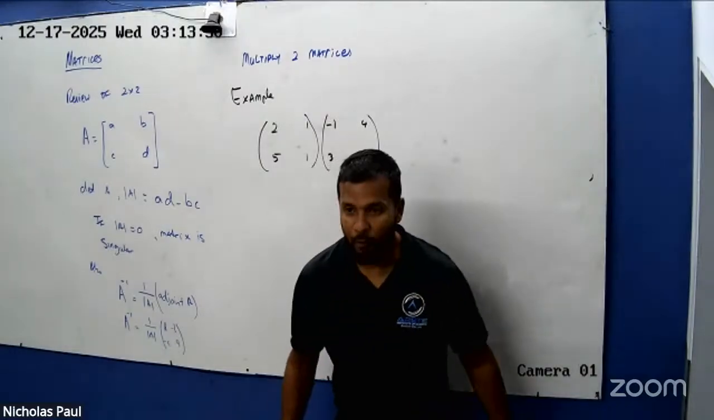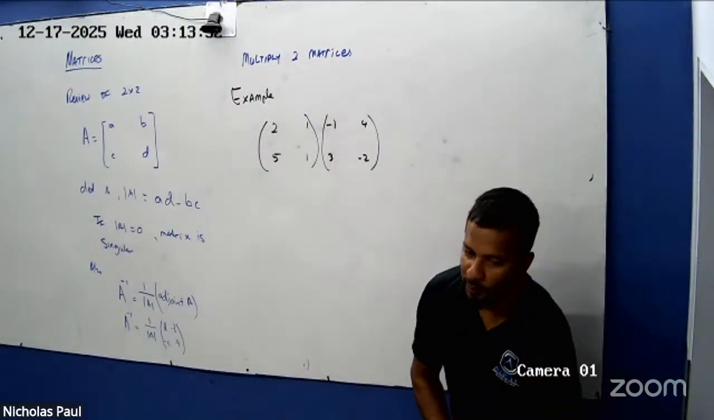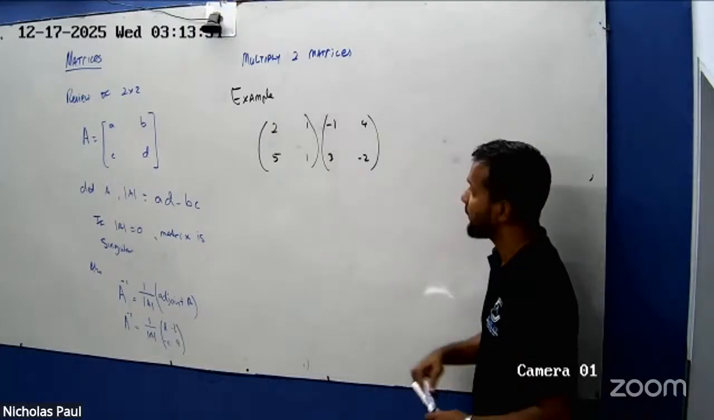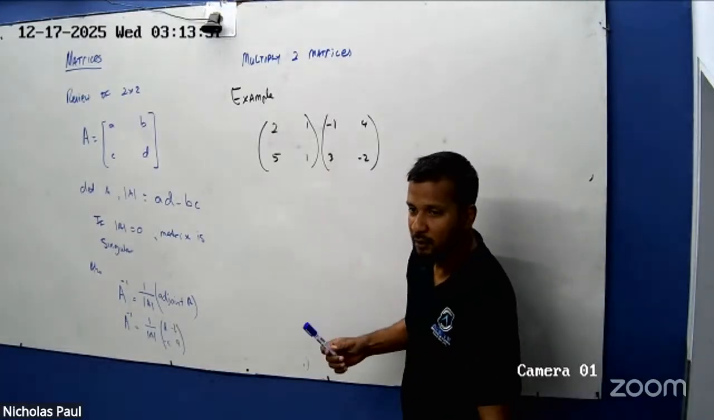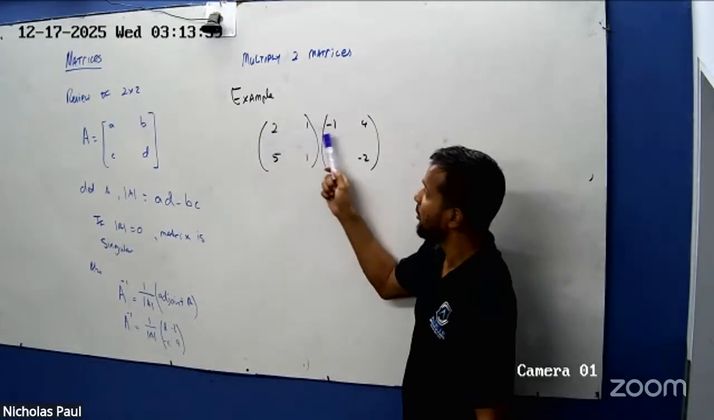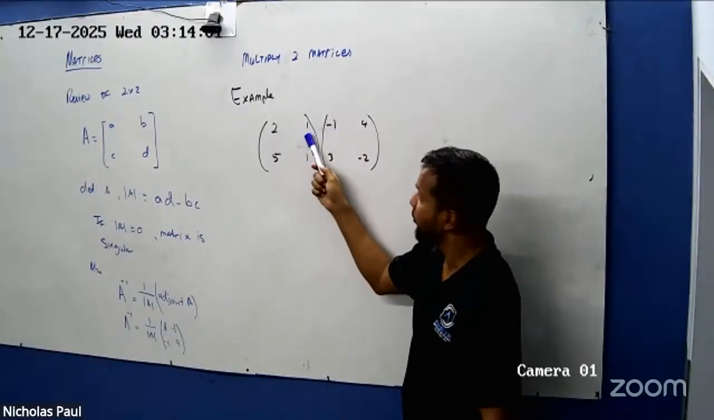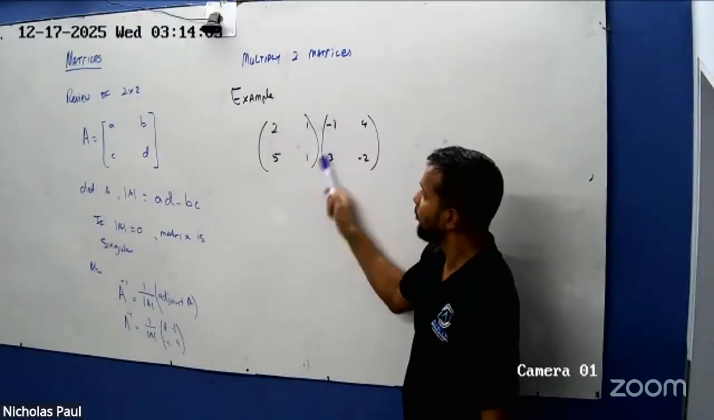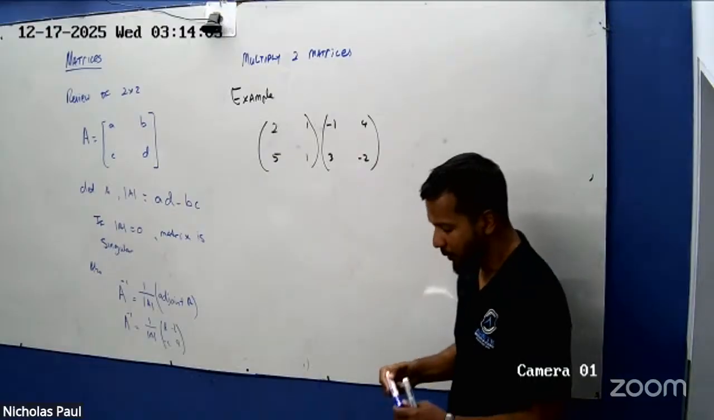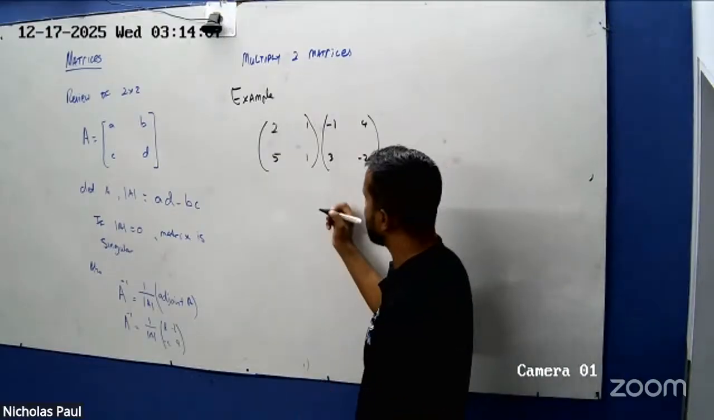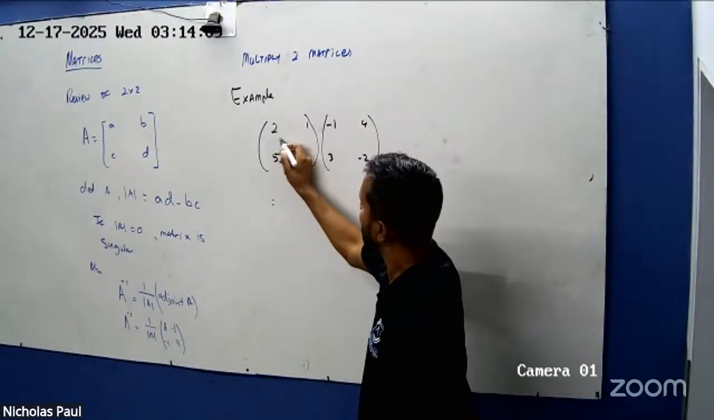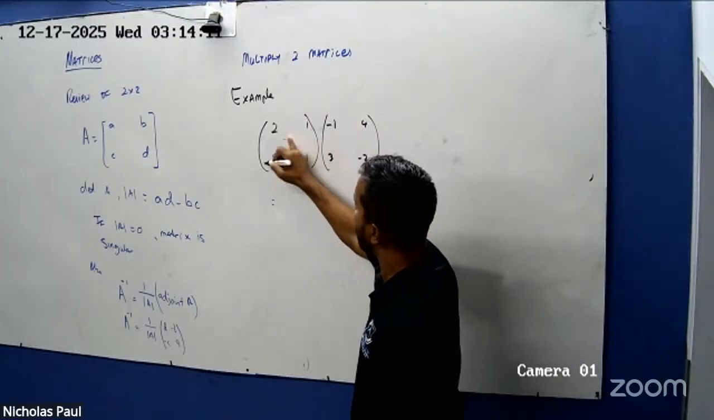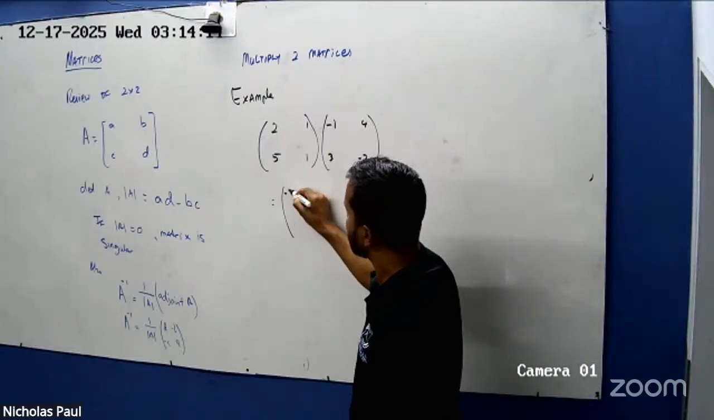Right? How do we multiply matrices? All we have to do is multiply what? Multiply row by column. Row in matrix 1 by all the columns. Row by all the columns. All right? So you're multiplying the first row by the first column. 2 by minus 1 is minus 2.